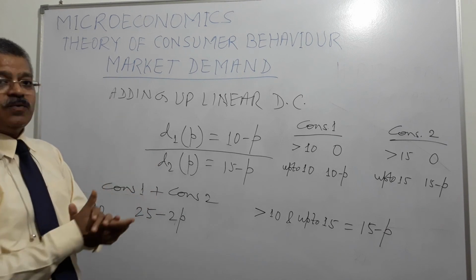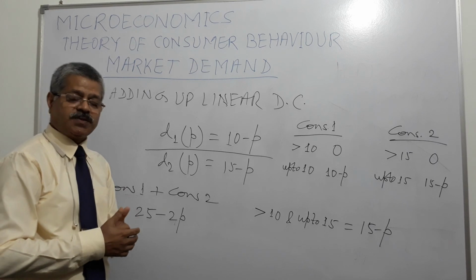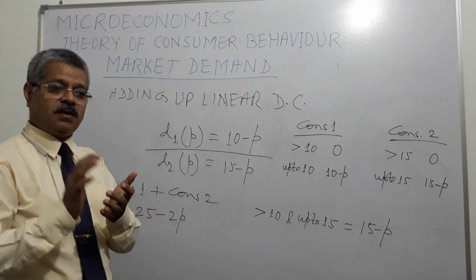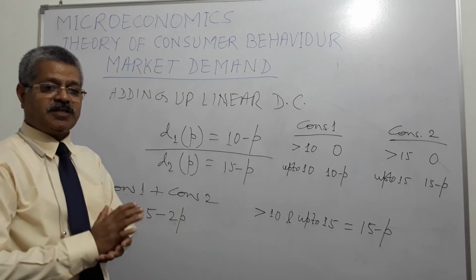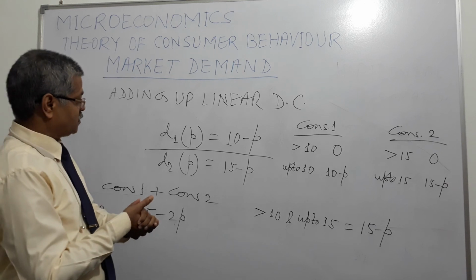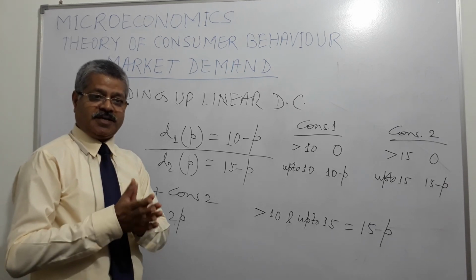So, how to calculate market demand? To make it simple, we have taken only two consumers, but the same formula and the same theory can be applied by considering more and more consumers in the market to derive the market demand of any product. I hope you found it easy to understand.